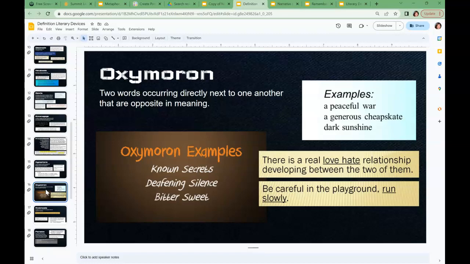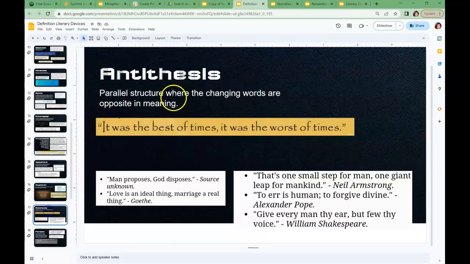So let's look at oxymoron. This occurs when you take two words and put them directly next to each other. They do, for oxymorons, have to be right next to each other, side by side. And they have to be opposite in meaning. A peaceful war. What? That makes no sense. Generous cheapskate, dark sunshine. These things don't feel possible. But when we think about them, it makes us wonder about a greater truth. What could this mean? What would this look like? And so that's oxymoron. Pretty straightforward.